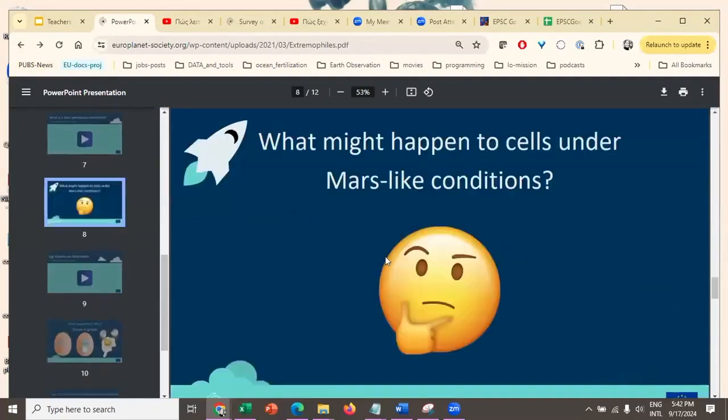Here is some time for thought for the students. What might happen to cells under Mars-like conditions? And of course, you can combine these two different modules, which are introducing the Mars-like conditions before, such as the history of Mars.